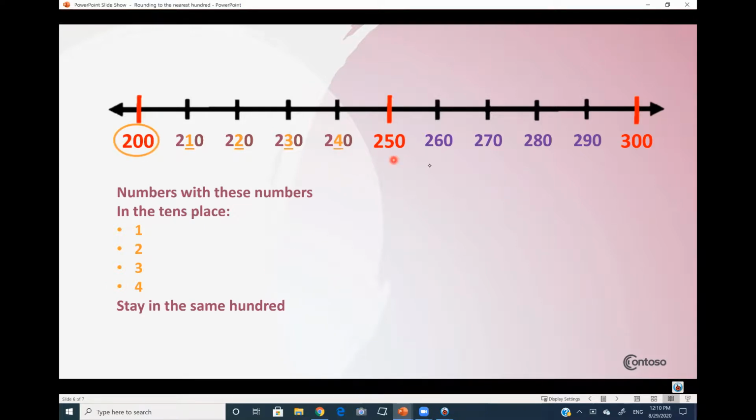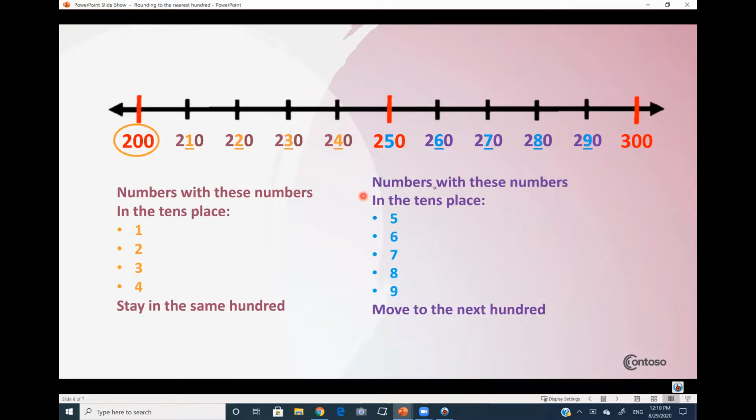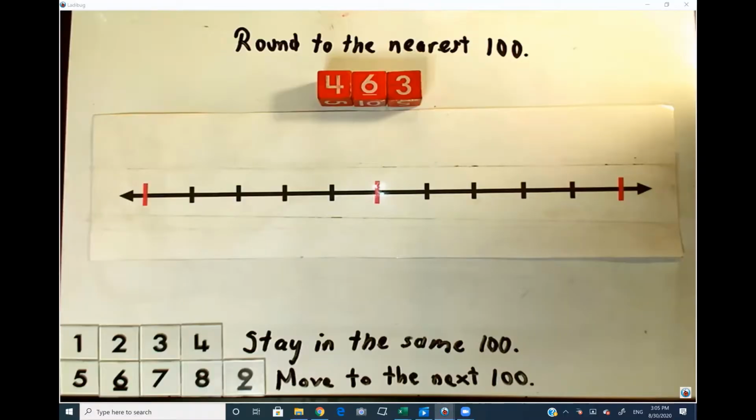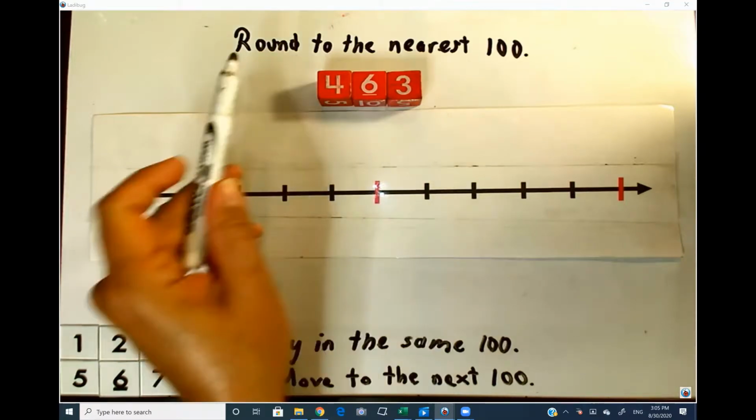Now, on the other side, if the numbers finish in 5 tens, 6 tens, 7, 8, and 9 tens, then these numbers are going to move to the next 100, which is, in this case, 300. Now let's round the same number, 463, to the nearest 100.